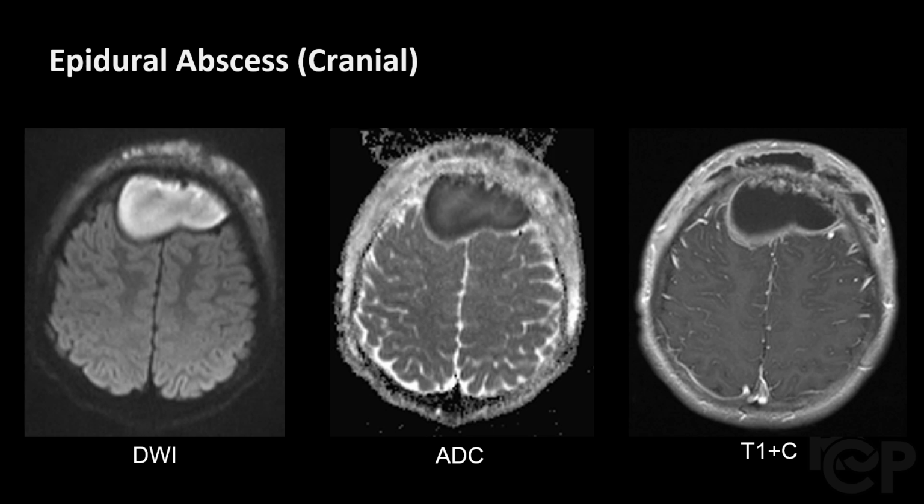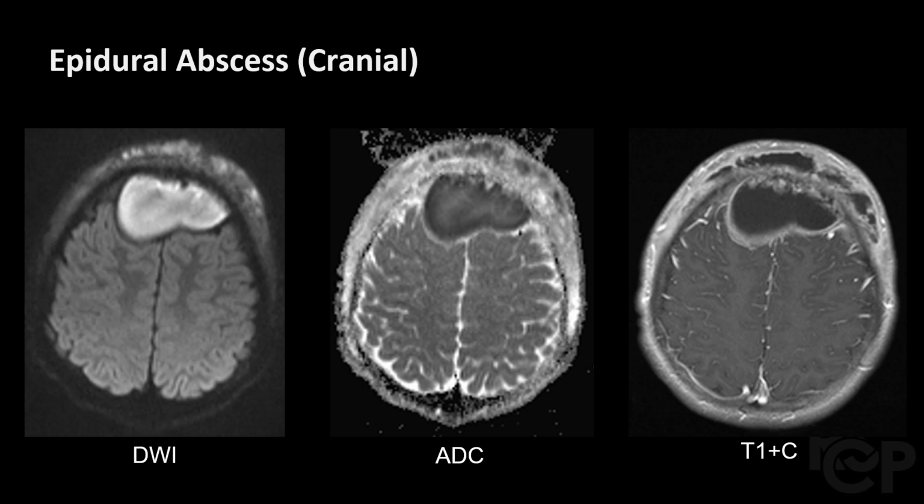So here we see a few representative images of an epidural abscess, this one being cranial. As we covered on the last slide, epidural abscesses classically restrict diffusion centrally and peripherally enhance, and that's what we can see very well here. Once again, that means that they're bright centrally on DWI, dark on ADC, and show brightness or peripheral enhancement along the outer rim of the abscess, which you can see very well in the T1 contrasted sequence on the right.